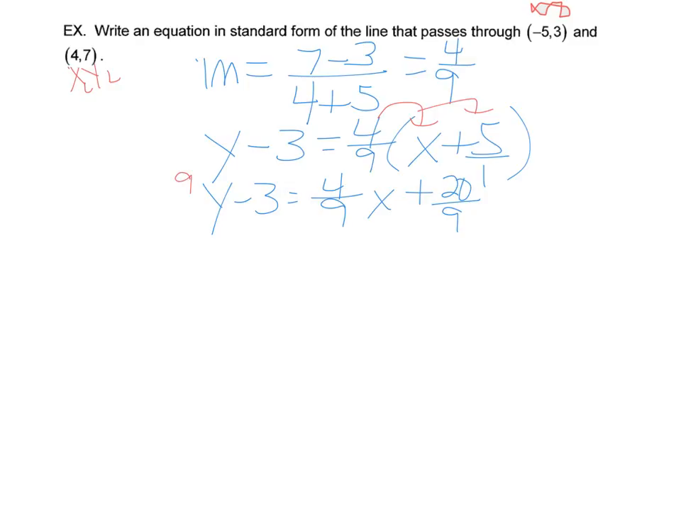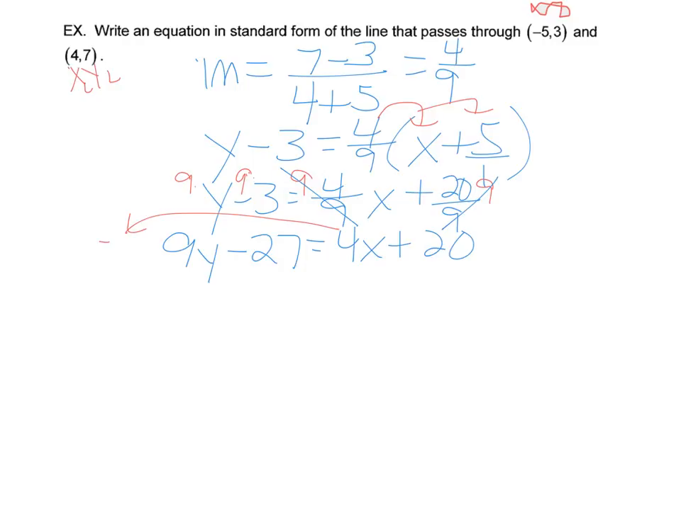So multiplying by 9 all the way across, that will give me 9y minus 27, here the 9's cancel, equals 4x plus 20. I want to move my x over to the left side, so it will become negative, and move my 27 over to the right side, and that would turn positive. So now we have minus 4x plus 9y equals 47.